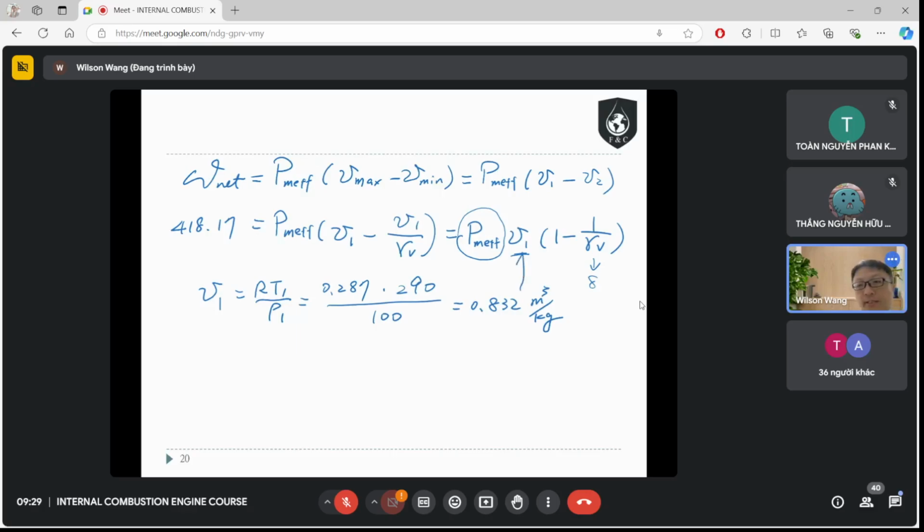So we can substitute our V1 into our equation. So we get the mean effective pressure to be 574 kilopascal.